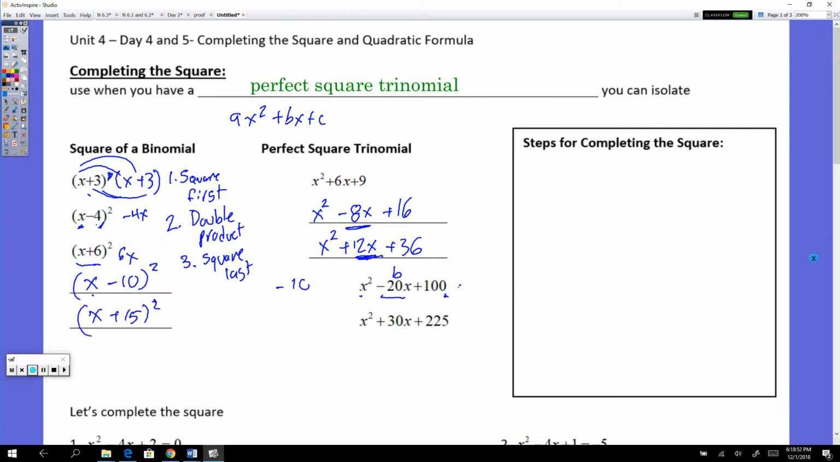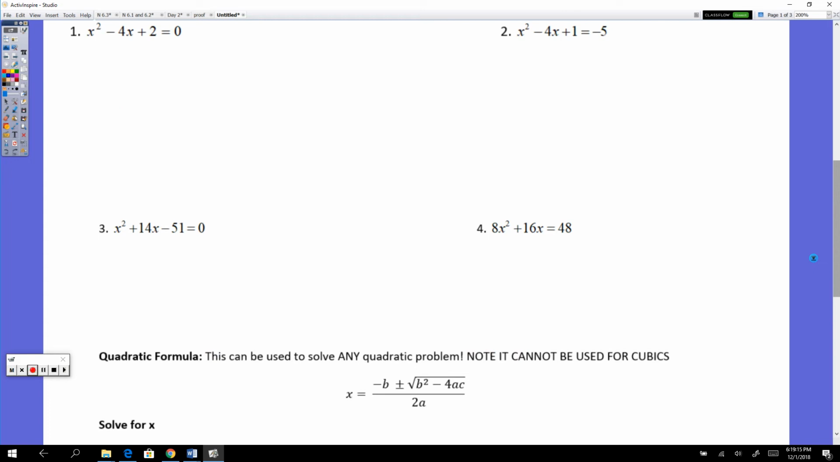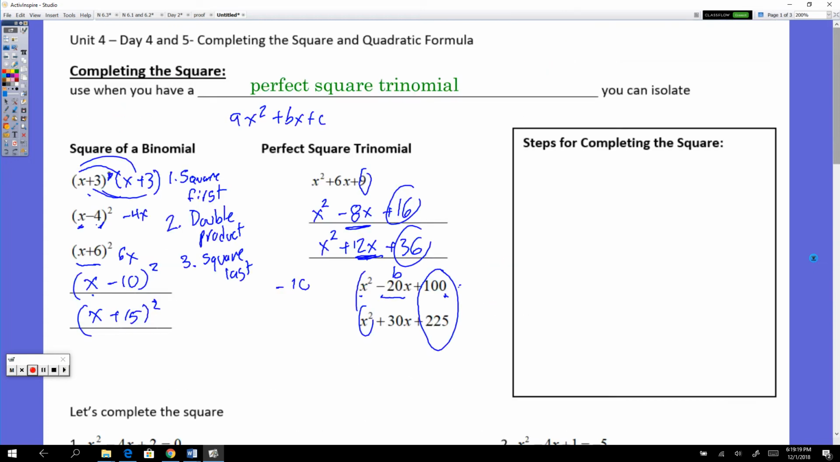Now I can't just jump into any old problem and say, take the b value and divide it by 2. Basically we have to have a squared value here, and our c value has to be a perfect square number. So if you notice, 9, 16, 36, 100, 225, these are all perfect square numbers. Okay, so completing the square. We didn't jump into what exactly that is just yet, but we're going to walk through the steps on what this looks like.